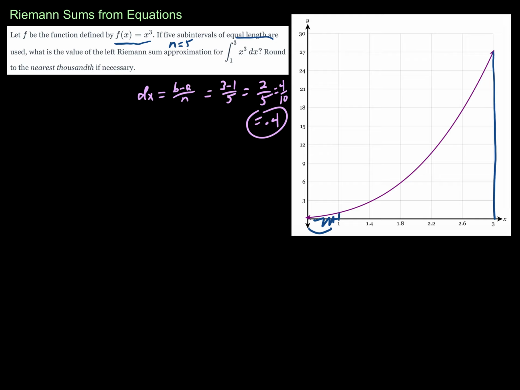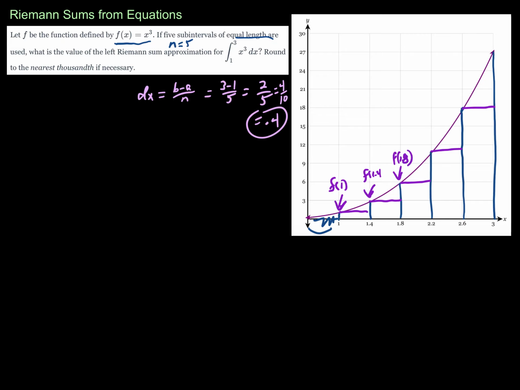And our interval is 0.4. So if we're starting at 1, then you're going to 1.4, add another 0.4, add another 0.4, add another 0.4. And as you can see, if you add another 0.4, it ends up at 3. For left Riemann sums, we want to use the left sides. So that means for the height of the first one, we need to do what f of 1 is. The next one would be f of 1.4. The next height is going to be f of 1.8.